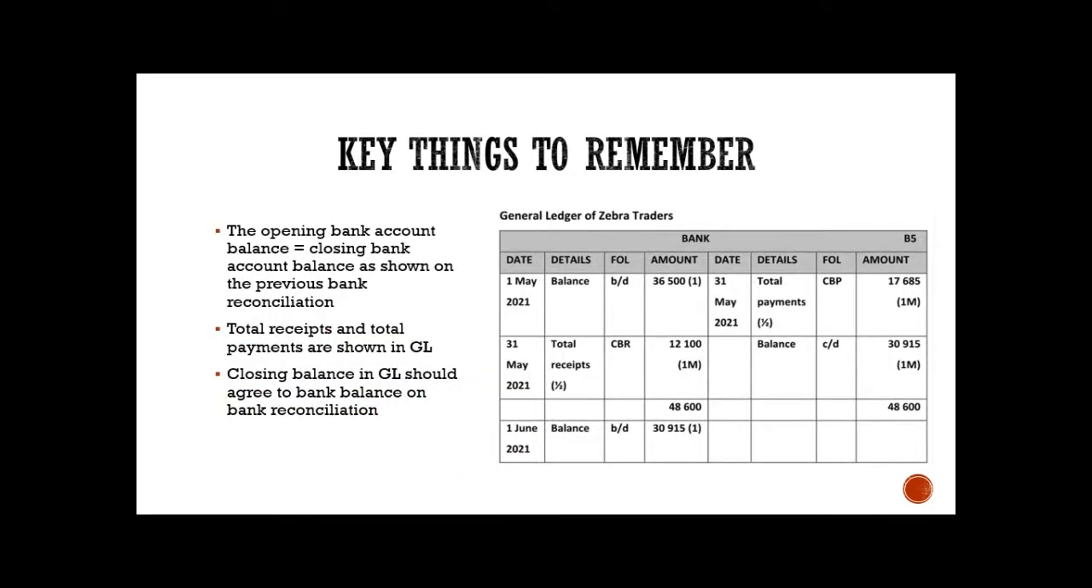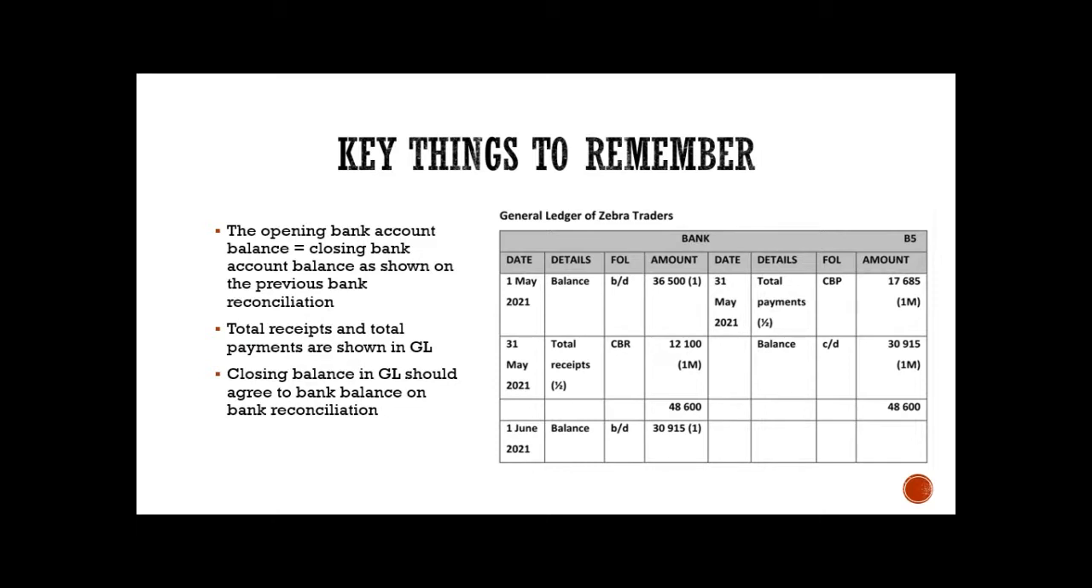Okay, some other things to remember. This is what your T account would look like. Remember, your opening balance on your general ledger account would be the same as your closing balance in the previous month's bank reconciliation. So that balance right at the end of the previous month's bank recon is the balance you apply in here. Remember, you show your total receipts and total payments.